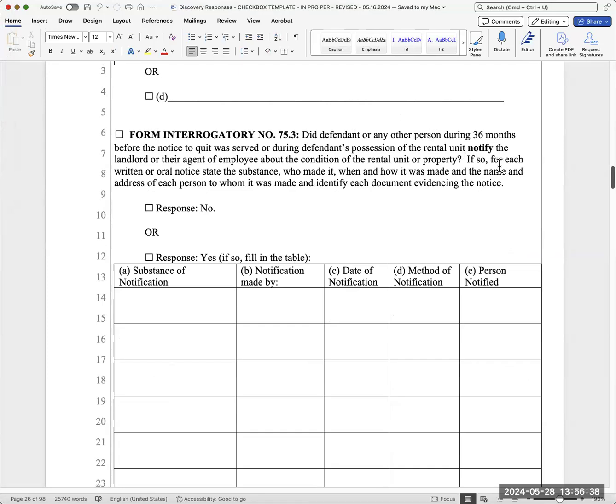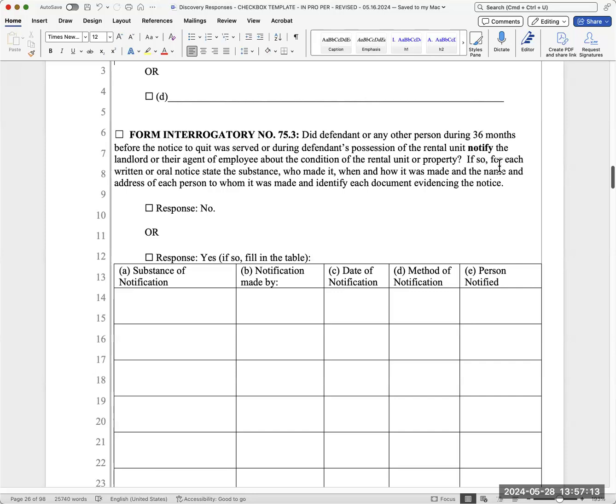This is very important because if you want to make a defense in your case, if it's a pay rent or quit notice, and your defense is that the landlord didn't properly maintain a habitable unit, and you listed a whole bunch of things in 75.1 that needed repair, the next question is, did you notify the landlord? Did the landlord know these things needed to be fixed? Because you really have to give them an opportunity to fix them.